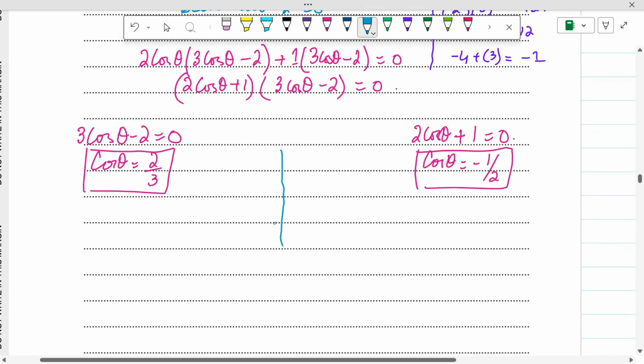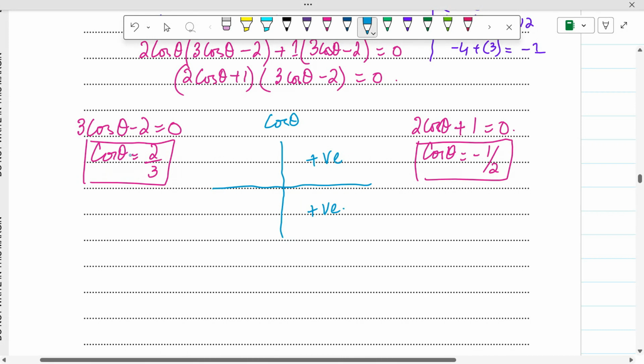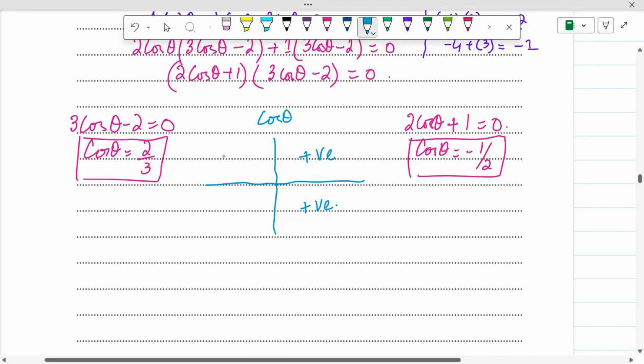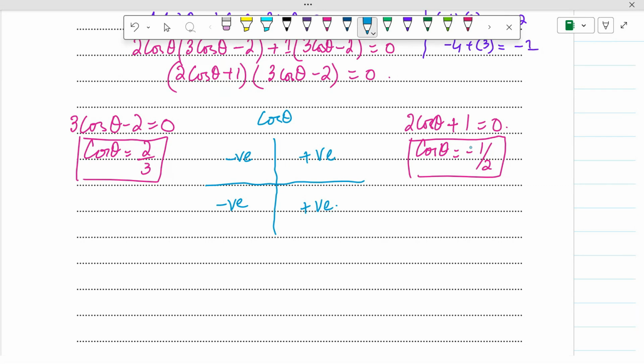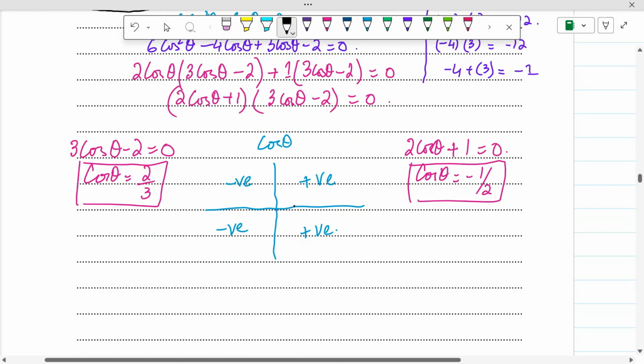And we know that cos of theta is positive in the first and fourth quadrant. So this positive value will have two angles, one in the first quadrant and second in the fourth quadrant. And cos theta is negative in the second and third quadrant. So the angles for this negative value will be in the second and third quadrant. And it is also given that the angle should be 0 to 360, so we need to find all angles which lie in all four quadrants.